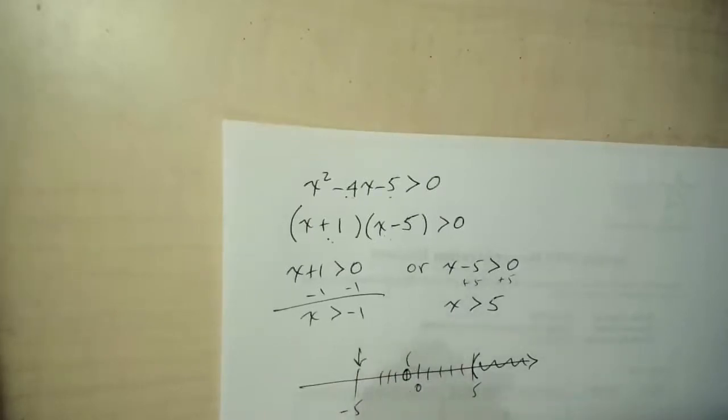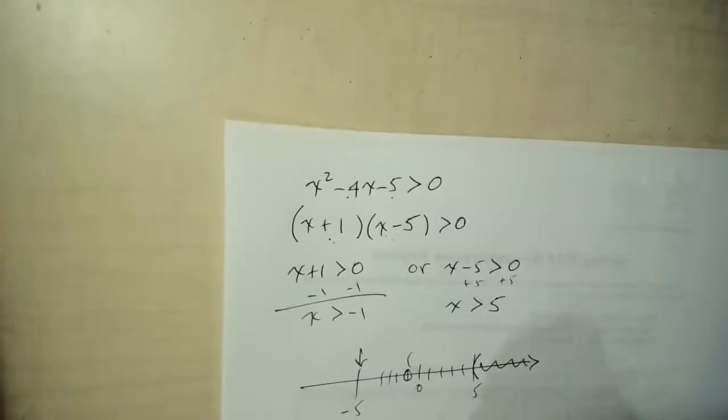So let's see what happens here. Let's take negative 5. Negative 5 squared minus 4 times negative 5 minus 5. Is it greater than 0? 25 plus 20, right? Negative 4 times negative 5 is a positive 20, minus 5. So 45 minus 5, is it greater than 0? So 40 is greater than 0.